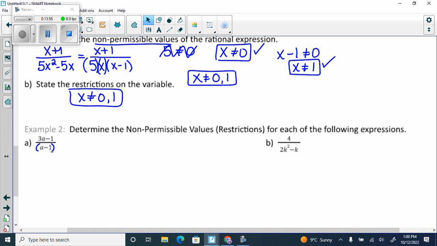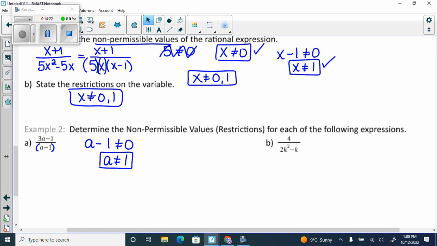We agree? So how many brackets do I have with a variable? I have 1. How many restrictions am I going to get? 1. That's it. All I do is I take that bracket, I set it not equal to 0. So I go a minus 1 can't equal 0. A can't equal 1. Done. And I should be able to check it by plugging it back into the denominator. 1 minus 1 is 0. So I know I'm right.